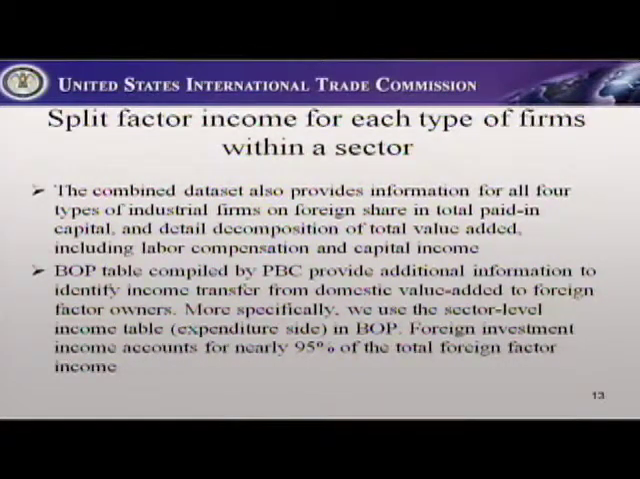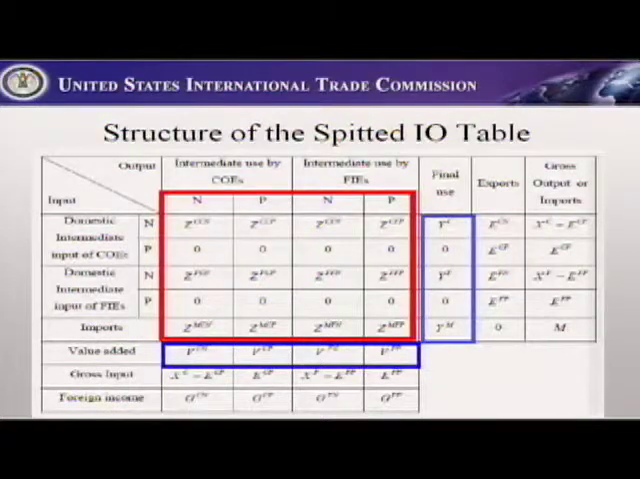income transfer information from the domestic value added to foreign factor owners. More specifically, we use the sector-level income tables, basically the expenditure side of the BOP. Foreign investment income accounts for about 95% of the total foreign factor income. So that's how we distribute the value added to the domestic and the foreign factor owners. So basically, I'm being very brief here.